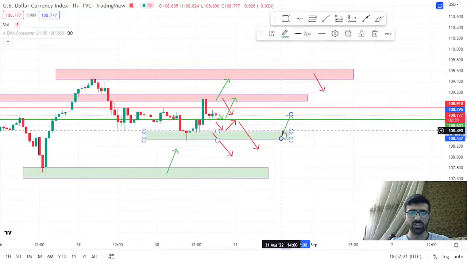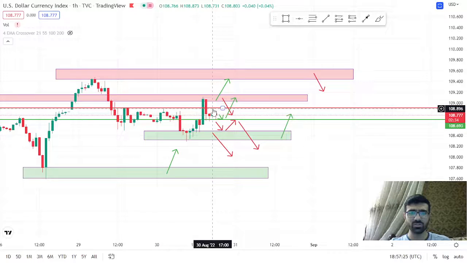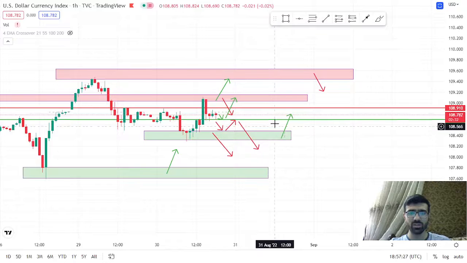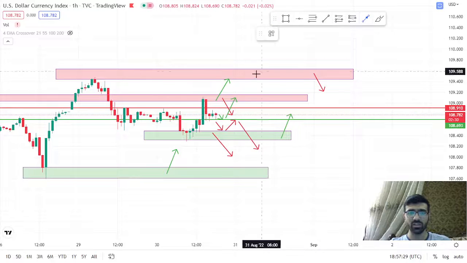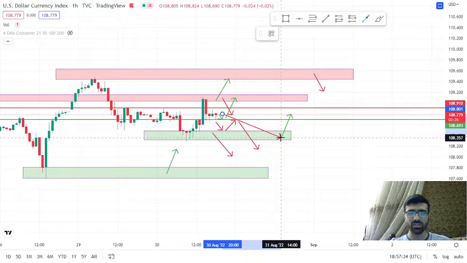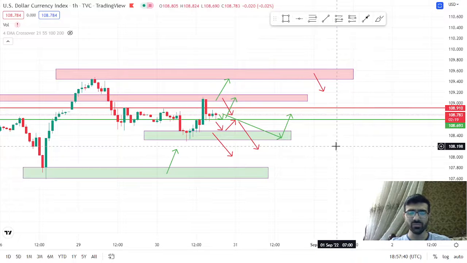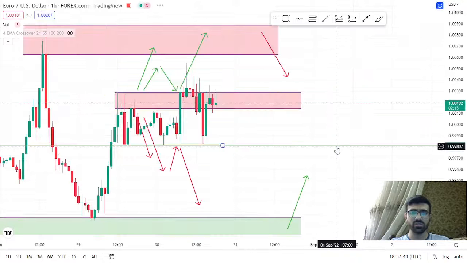As you can clearly see, the market has respected this area over here, so there is a good chance that the market would come over here and bounce back from here again, just as it did today. Let me just mark this scenario as well so you do not miss any possible opportunity. Now let's move on to the next pair, which is Euro USD.